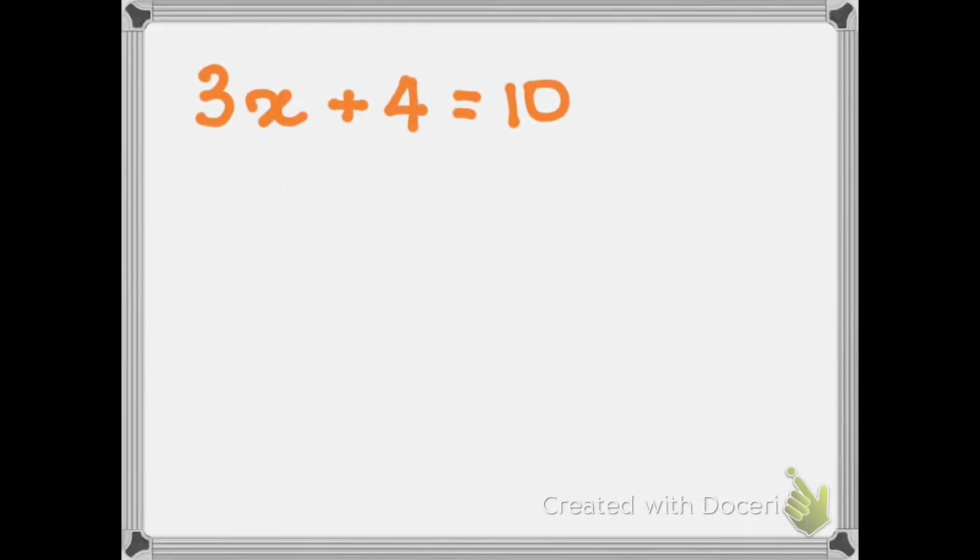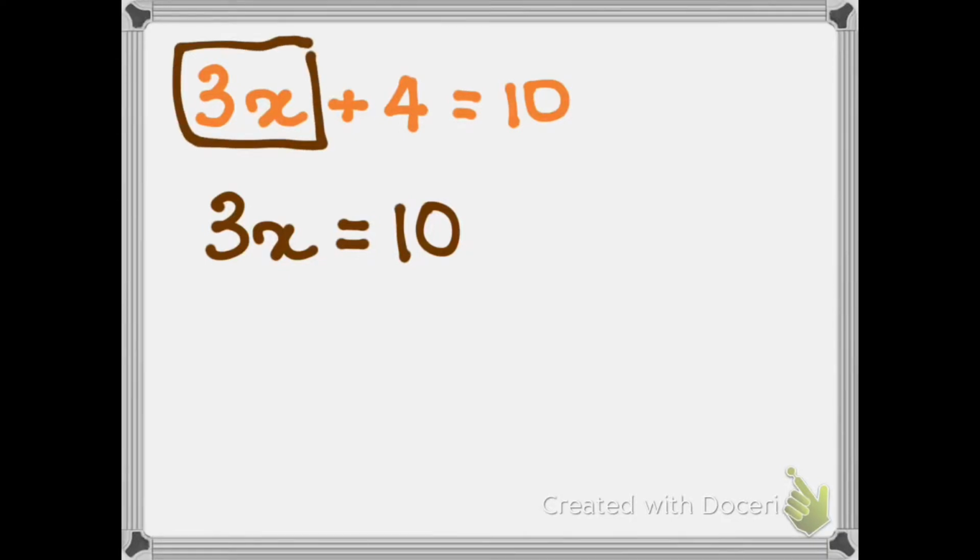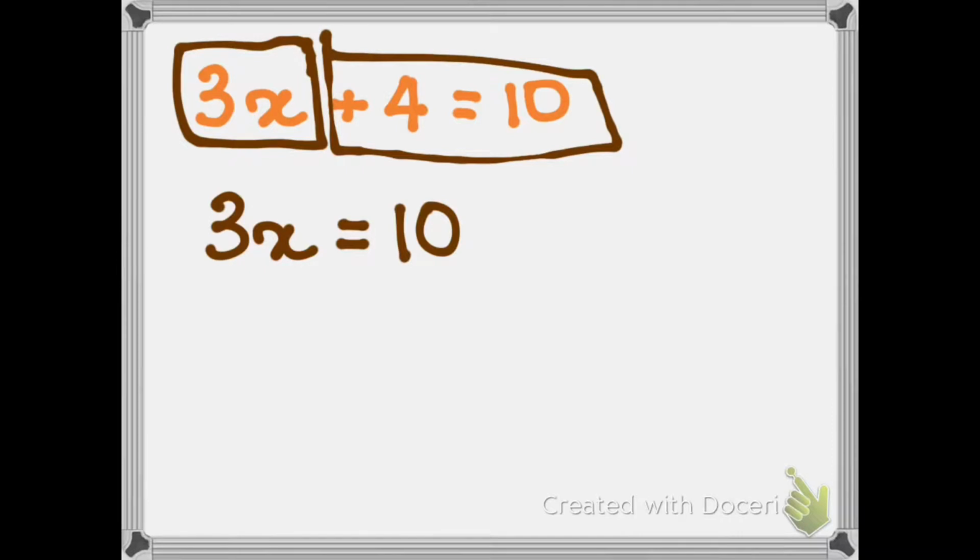What I want to start with is making 3x the subject, which means I would write 3x is equal to blah blah blah. Then I look at the number after the equal sign, which in this case is 10. Since I want to isolate this number from this equation, I have to move 4 to the other side.